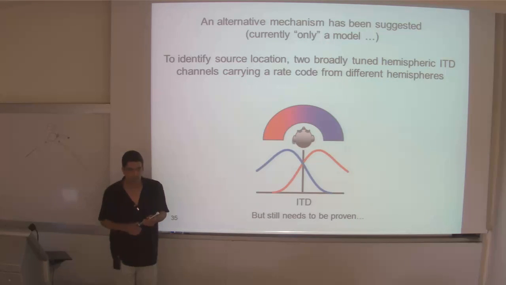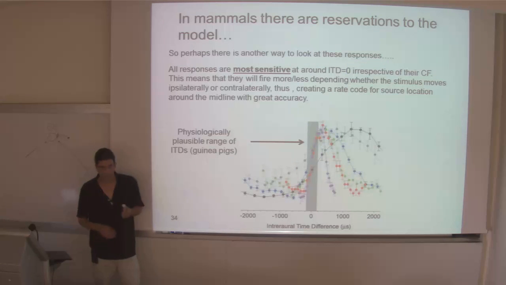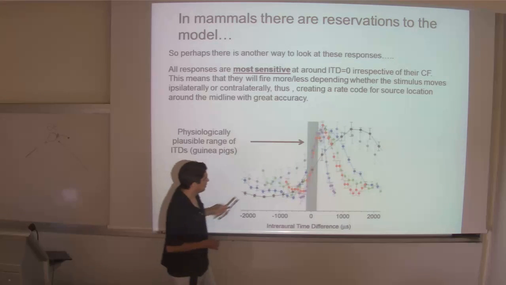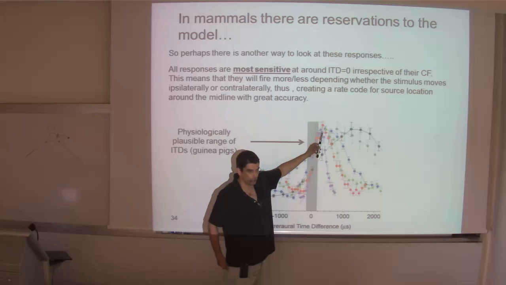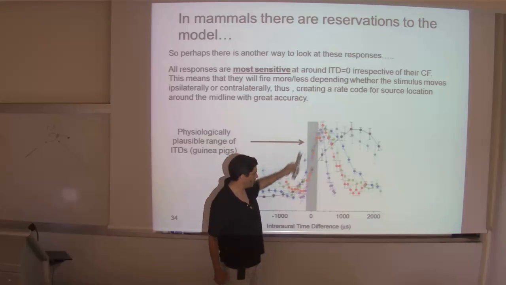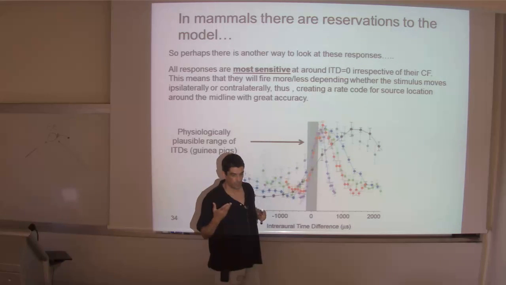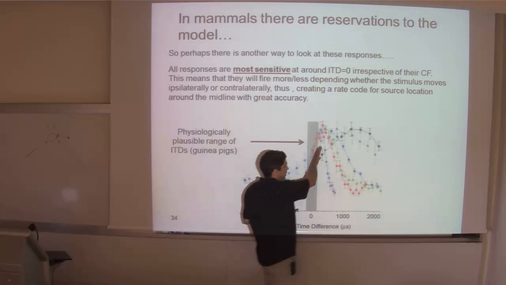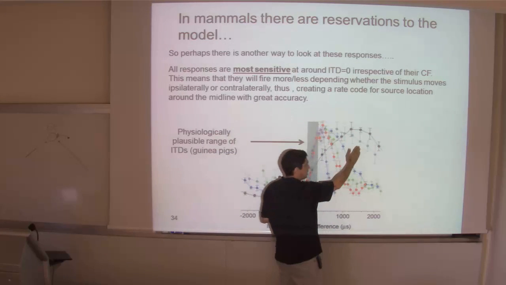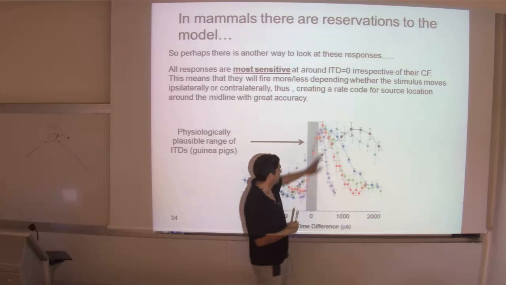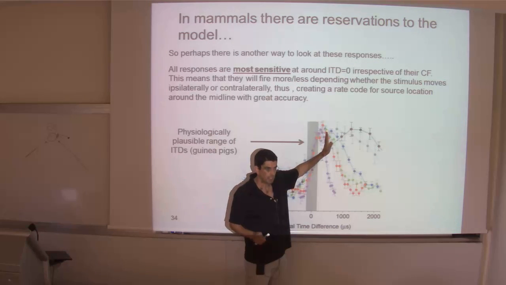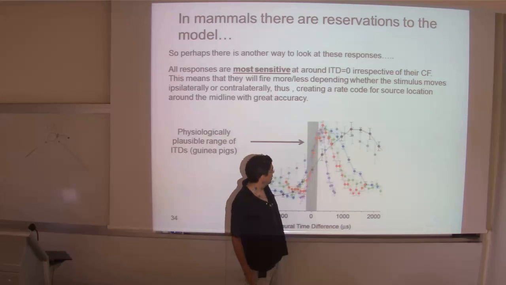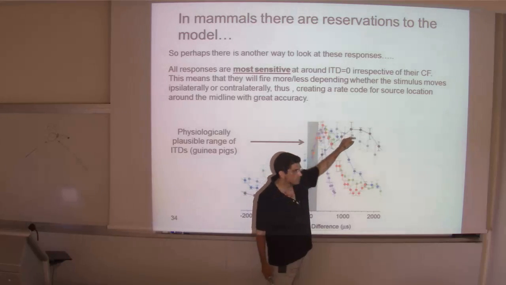Yes? In the previous slide, the maximum is only slightly out of the physiological range. The maximum of the higher frequency neurons, yeah. Perceptually, we are much better at these lower frequencies, okay? But still, these are frequencies that can phase lock, think up to 2 kilohertz. The black curve is the lower frequency? The black curve is the lower frequency, yes.